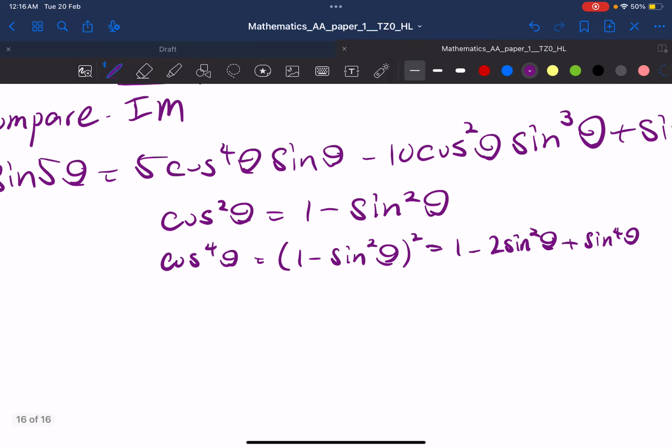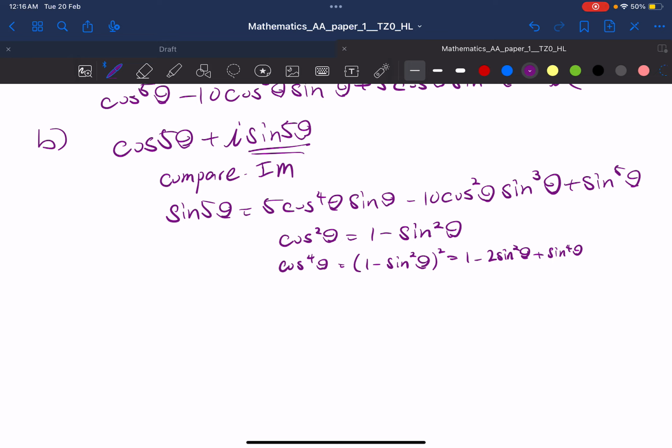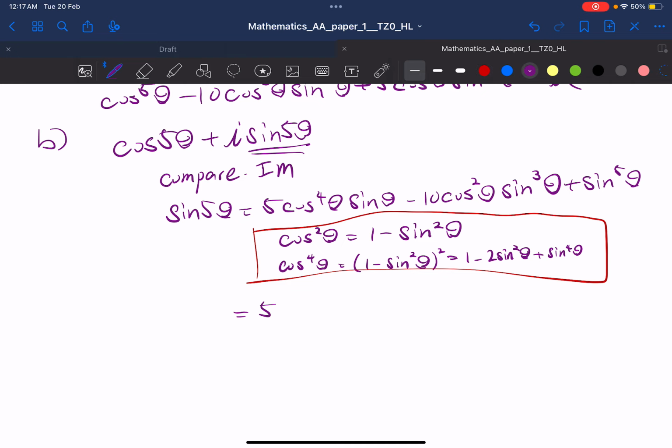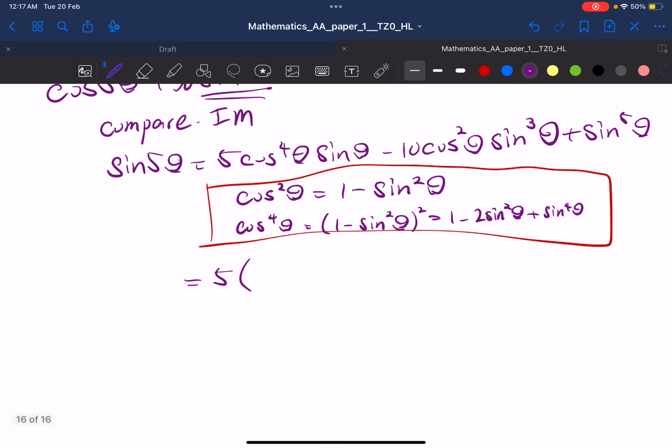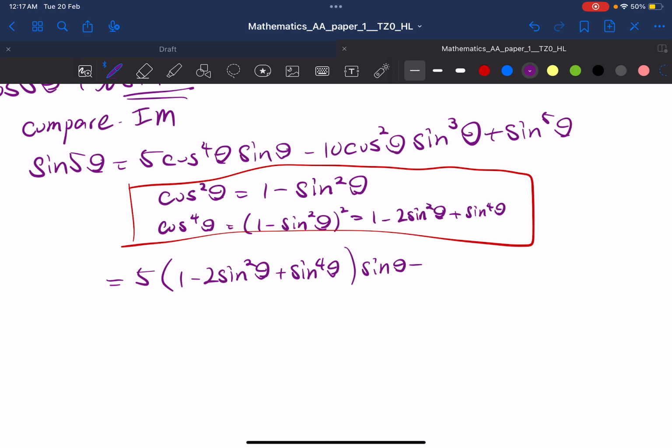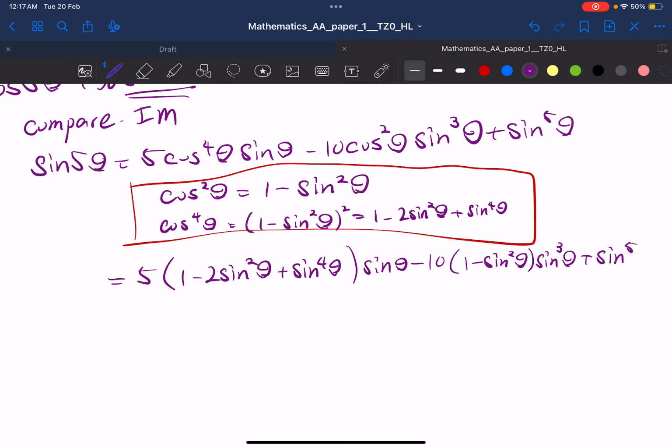Okay, so we just substitute everything here into the expression on top. This is just the identity that we're using here. So 5 times... we have a lot to do. So (1 minus 2 sine squared theta plus sine 4 theta) times sine, minus 10 times (1 minus sine squared theta) times sine power 3, plus sine power 5 here.